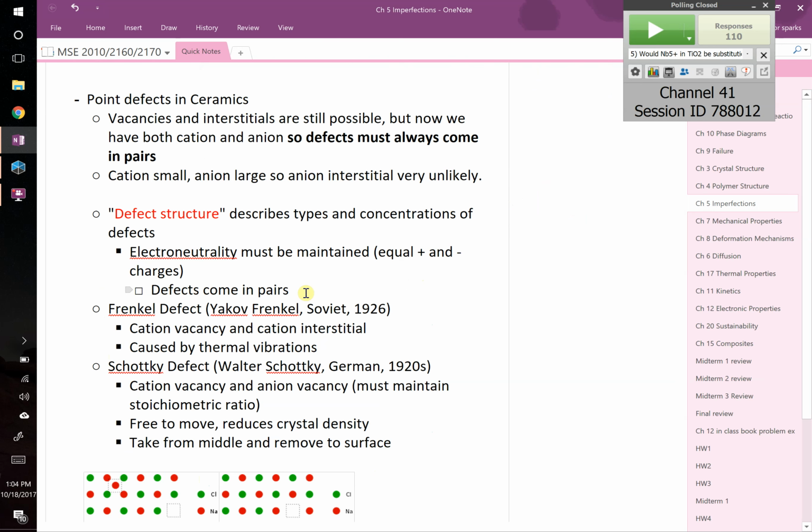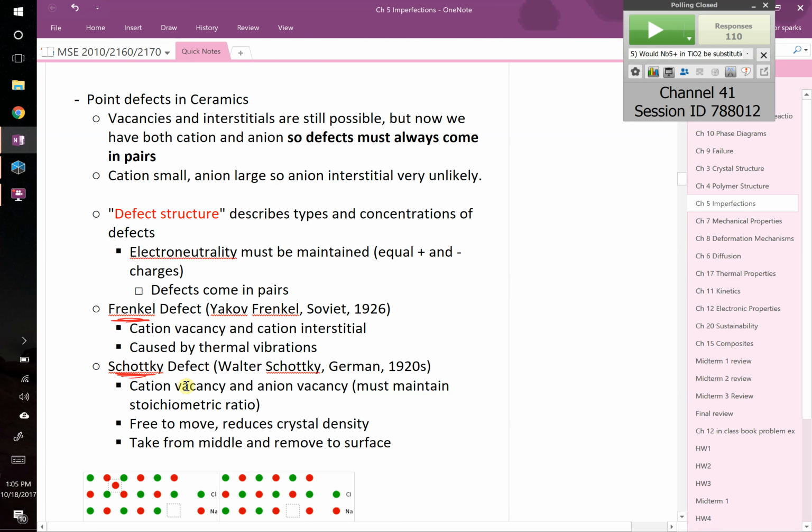Because of that, there's many, but we're going to talk about 2 in this class. There's 2 important types of defects that form in ceramics. The first is called a Frenkel defect, and the second is called a Schottky defect, right? So a Frenkel defect is a cation vacancy and a cation interstitial. So basically, your cation, let's say aluminum 3+ in your Al2O3, leaves the site where it's normally at, creating a vacancy, but all it really does is move somewhere else in the lattice nearby, right? So it's going to create an interstitial.